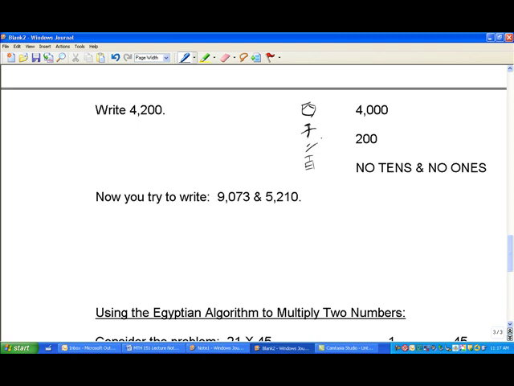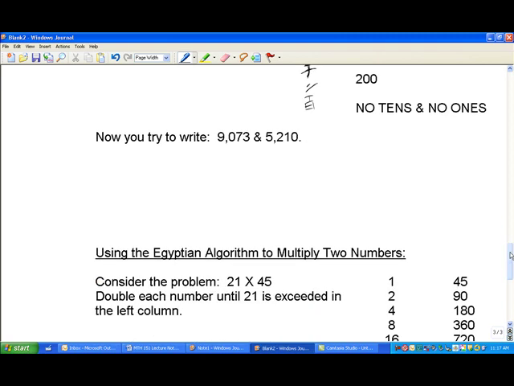Okay, now I have two numbers for you to try to write, 9,073 and 5,210. See if you can write those. You can pause the recording and try to write those, and then when you think you have your answers, restart it and you can check yourself. Okay, I'm hoping that you have tried the two numbers now.